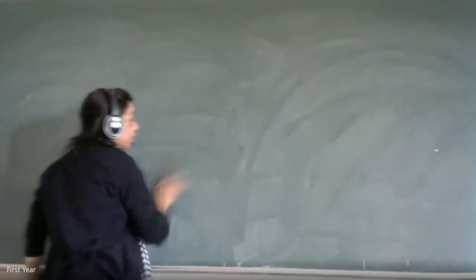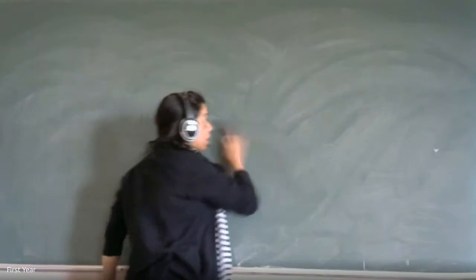If f of minus x is equal to f of x, then the function is even. Correct. But when do we check whether the function is even or odd? ये कब check करना है?